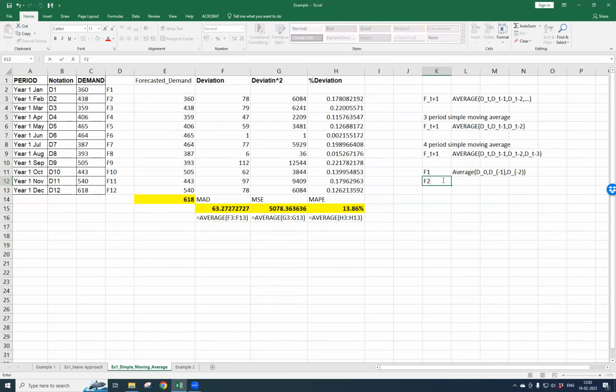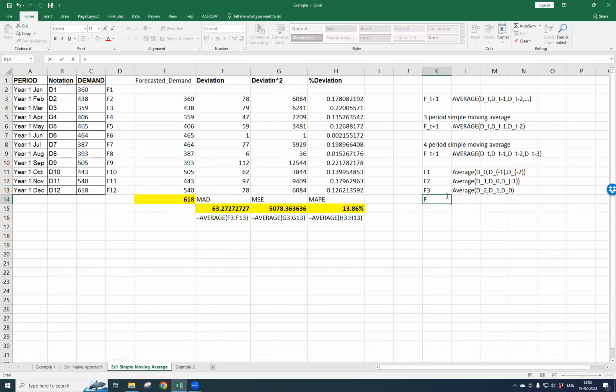In the same way, if I have to calculate F2, substitute T equal to 1 over here. T equal to 1 makes this F2, and this will become the average of D1, D0, and D minus 1. Again, I don't have D0 and I don't have D minus 1. I have D1, but I don't have these two. Same way, if I have to calculate F3, instead of D1 it will become D2, D1, and D0. Again, the same issue. I don't have D0, so I cannot calculate this.